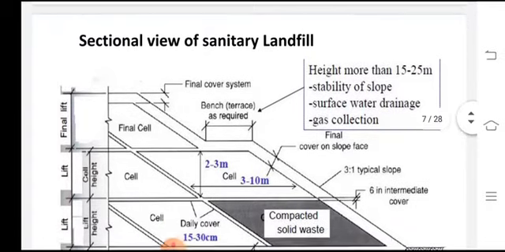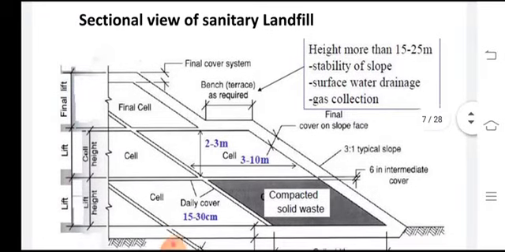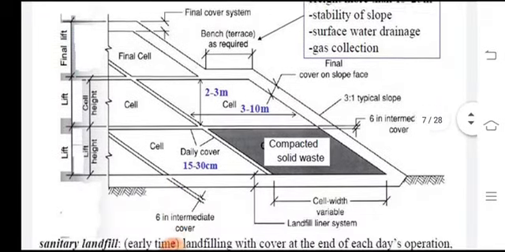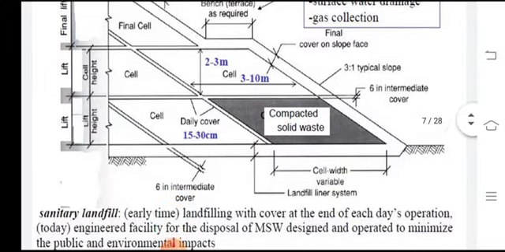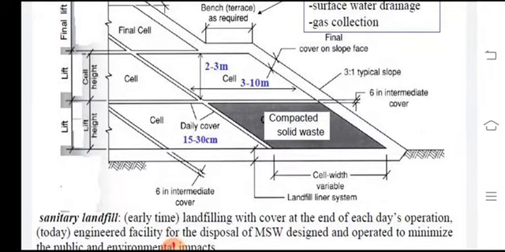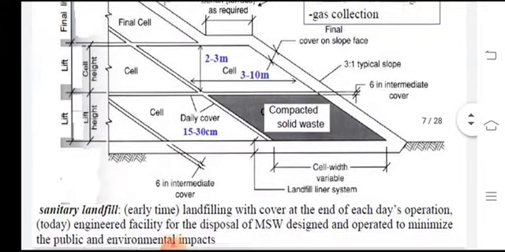So here is another sectional view of a sanitary landfill. Here you can observe what kind of layout is required. So first of all, there is a lining, and this landfill liner system is again important, and it must be designed. And normally geotextile membranes are used for this purpose, because they are quite good in lining.